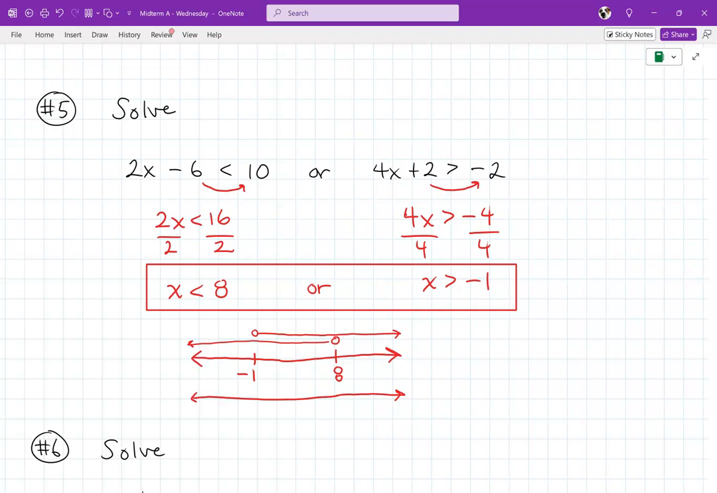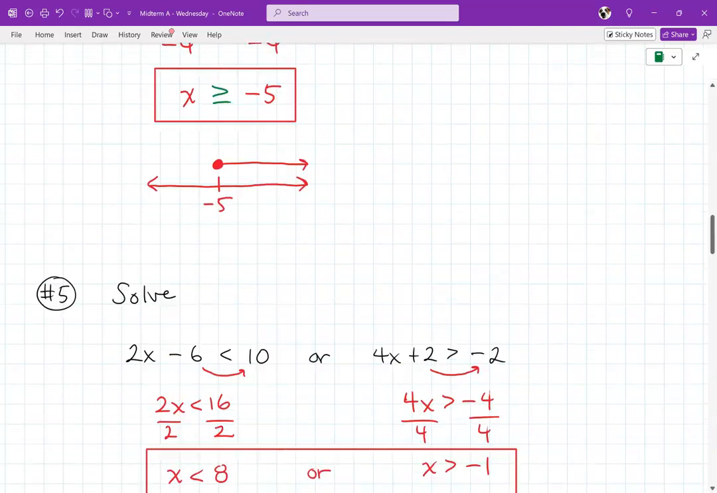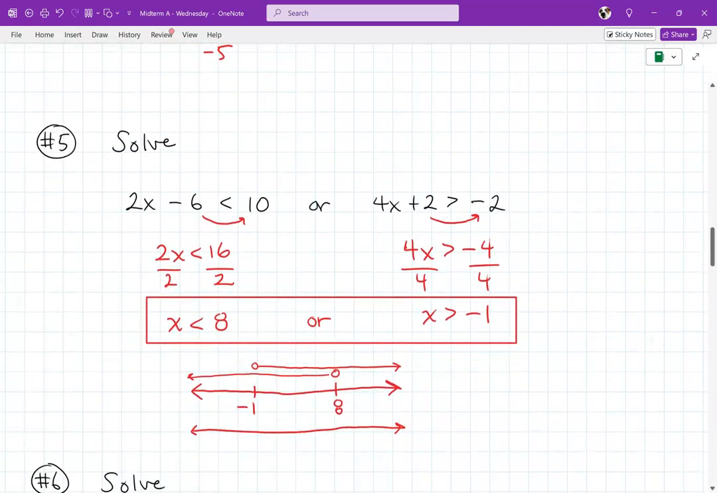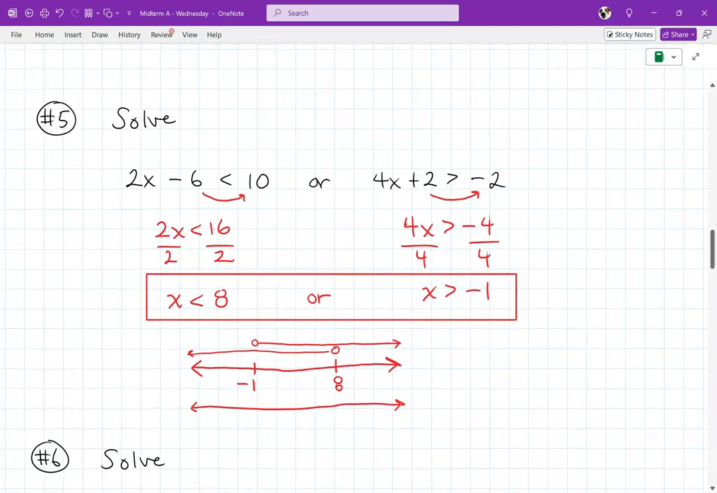On your test, it's going to be what I put in a box. Okay? Which I don't think I put the other one in the box, did I? Oh, yeah, I did. But whatever I put in the box, that's what you're looking for. You're going to look for x less than 8 or x greater than -1.